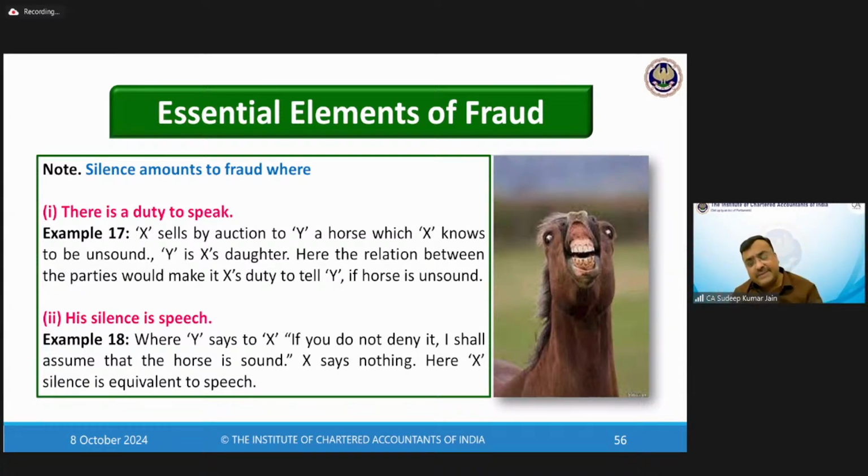But there is another case where silence is equal to speech. See example number 18. Y says to X, if you do not deny it, I shall assume that the horse is sound. अगर तुमने कोई मना नहीं किया तो मैं मान लूंगा कि घोड़ा साउंड है. If you do not deny, I will assume the horse is sound. And X says nothing. Now the silence of X is equal to speech. Please read example numbers 17, 18 once again.